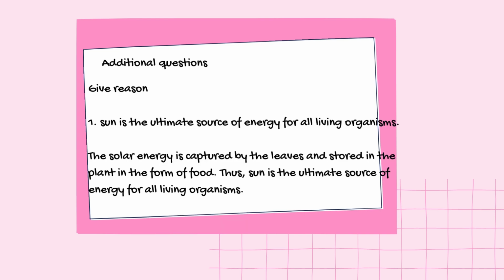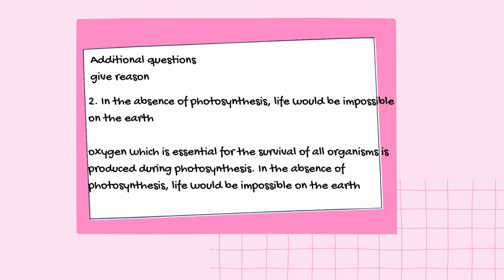1. Sun is the ultimate source of energy for all living organisms. The answer is, the solar energy is captured by the leaves and stored in the plant in the form of food. Thus, sun is the ultimate source of energy for all living organisms. 2. In the absence of photosynthesis, life would be impossible on the earth. The answer is, oxygen, which is essential for the survival of all organisms, is produced during photosynthesis. In the absence of photosynthesis, life would be impossible on the earth.